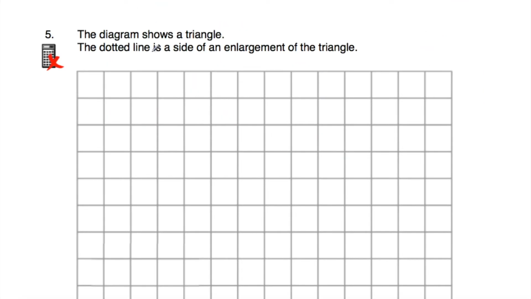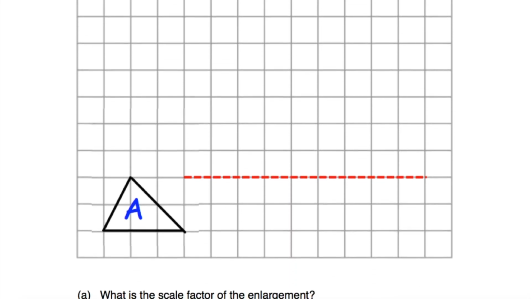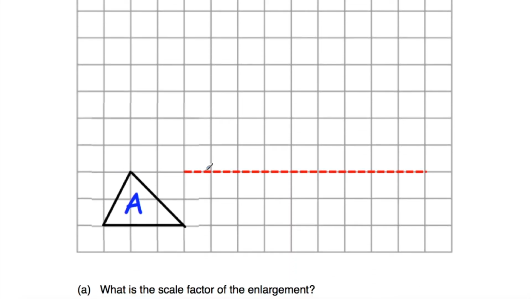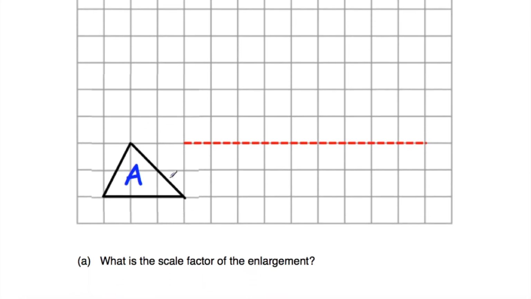Question number 5 says the diagram shows a triangle and the dotted line is a side of an enlargement of the triangle. So let's have a look and see what we've got here. We've got this triangle, A, and then we've got this dotted line, and this is a side of the enlargement of this triangle. Part A says what's the scale factor of enlargement?